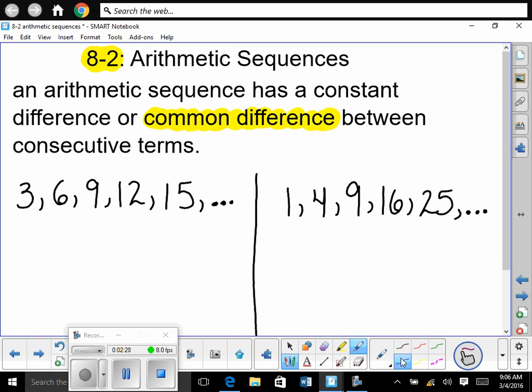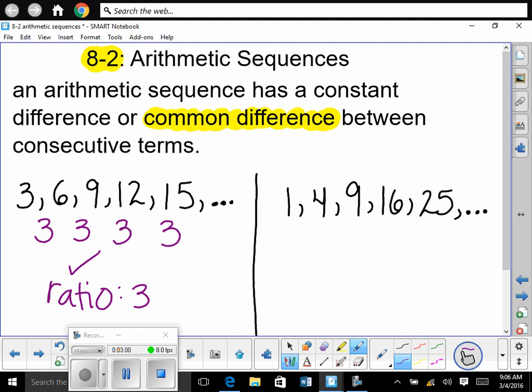So let's look and see if there's a common difference here. So 6 minus 3. 3, right? Everybody. What's 9 minus 6? 3. What's 12 minus 9? 3. What's 15 minus 12? 3. So was there a common difference between these? Yes, because in between each term aren't we adding 3? Okay, so we can say this is for sure arithmetic. And then the common ratio, guys, the common ratio is 3.